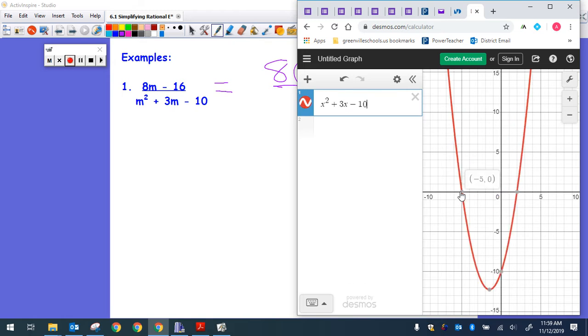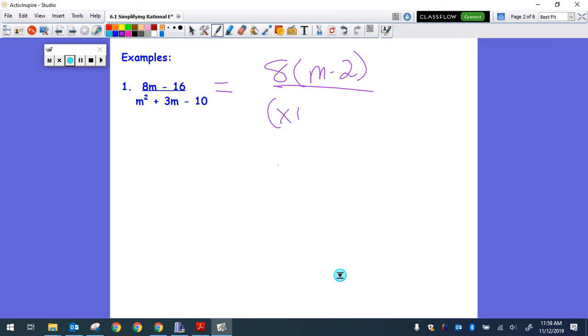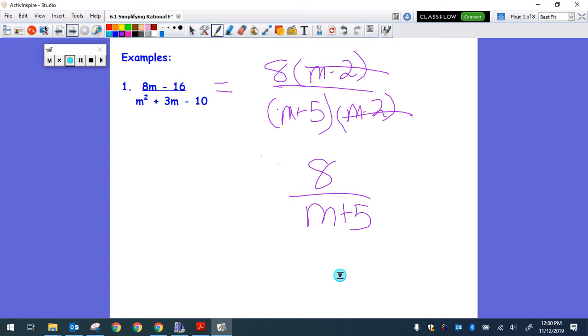So it's a negative 5. So when I put that in parentheses, it's actually going to be an x plus 5. And then my other one is a positive 2. So when I put it in parentheses, it's going to be an x minus 2. But again, sorry, those should be m's. So let's make these be m's. So what's on top and bottom that can cancel? Those m minus 2's. So my answer is 8 over m plus 5.